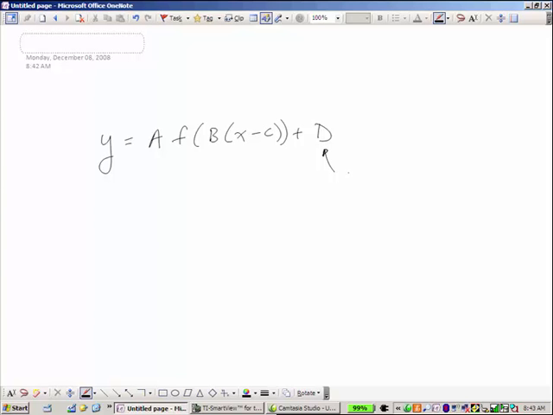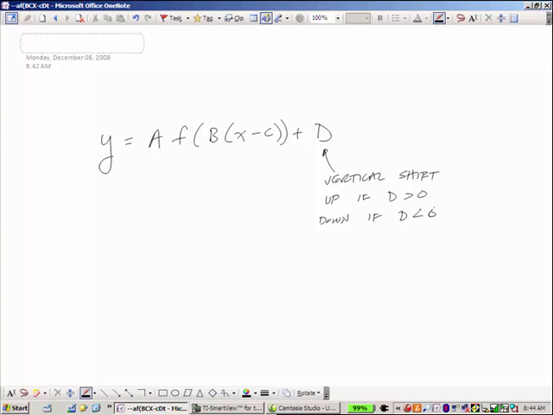Rafi? Yeah, it moves the whole function up. It's a vertical shift, and let's actually say up if d is greater than 0, and down if d is less than 0. Is that okay? Yeah. Okay, good. Thanks, Evan and Rafi, on that one.